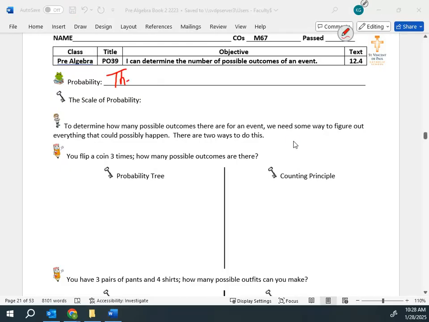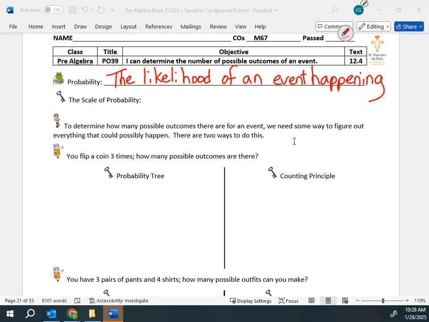Probability is the likelihood of an event happening. So what is the likelihood that this event will happen? We have a scale of probability. Probability we can measure in percentages.